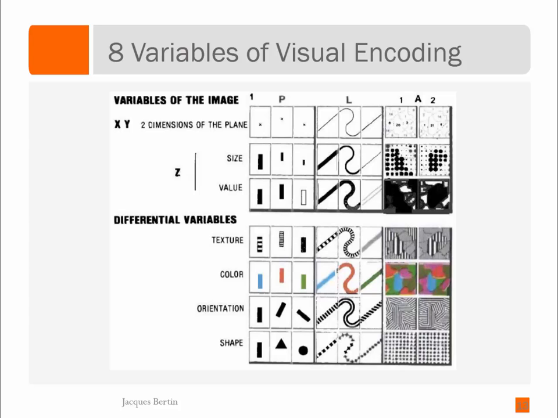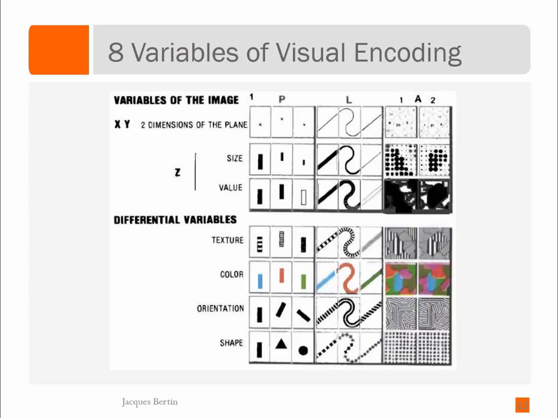And then the last variable is shape. So the first cell there, we have a rectangle. Second cell, we have a triangle. And then the third cell, we have a circle. And so we can distinguish the difference between those or encode different meaning based on the different types of shape.